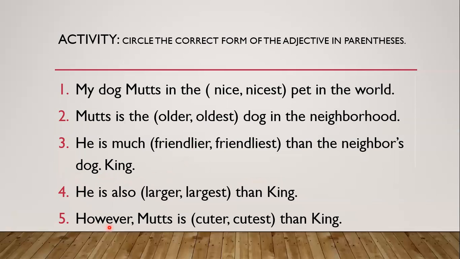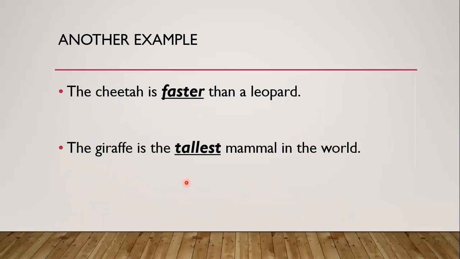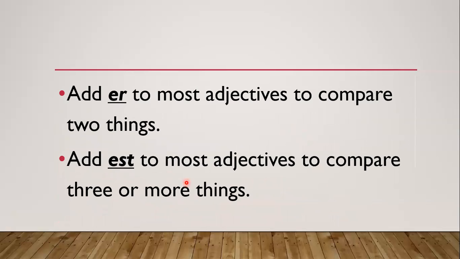And number 5, however, Mats is cuter than King. When we're comparing between the 2 dogs, Mats and King, it is cuter. However, Mats is cuter than King. Remember, you use ER when you compare 2 things, and you add EST to compare 3 or more things.